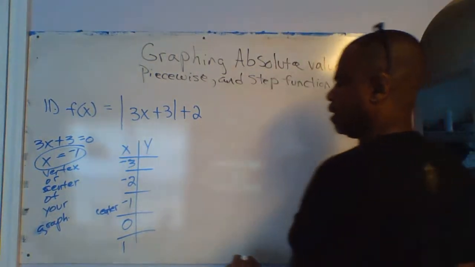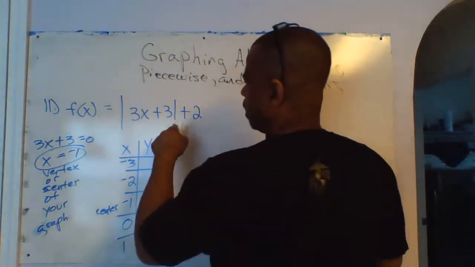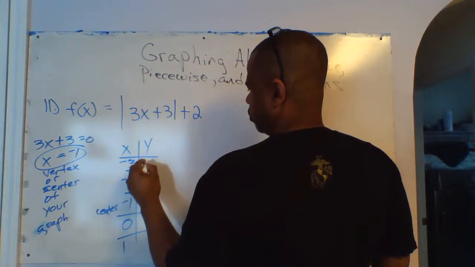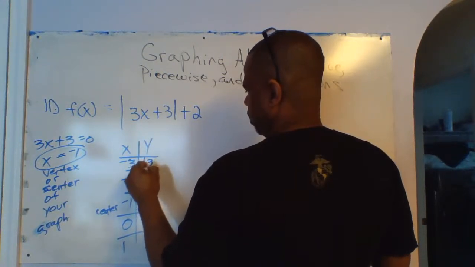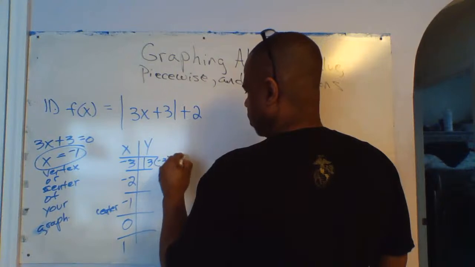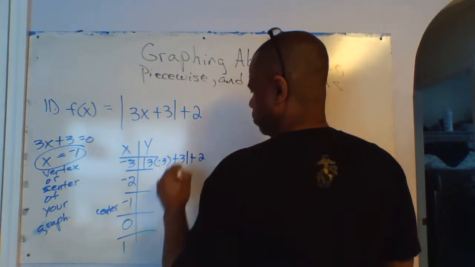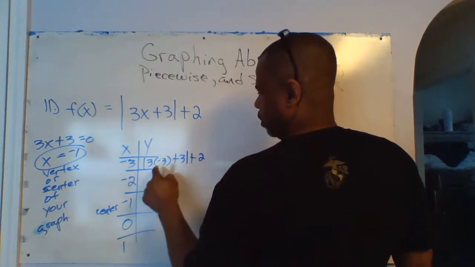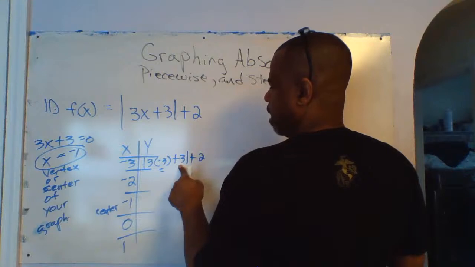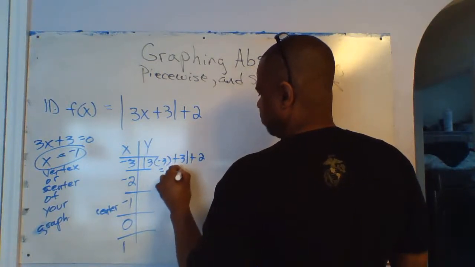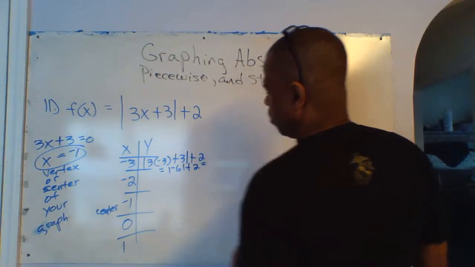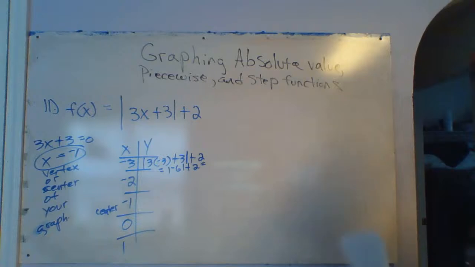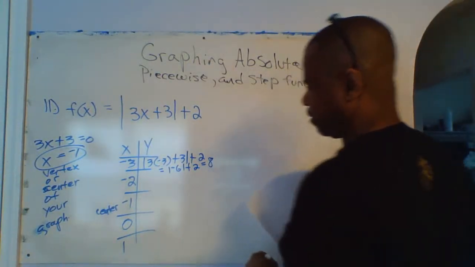Now, once we find what this center is, that's going to be the shift. So we're going to plug in 3 times -3 plus 3, the absolute value, plus 2. When we work that out, 3 times -3 is -9, and -9 plus 3 is -6. So we have the absolute value of -6 plus 2. But we know the absolute value of anything is positive, so we should get 8 for an answer.